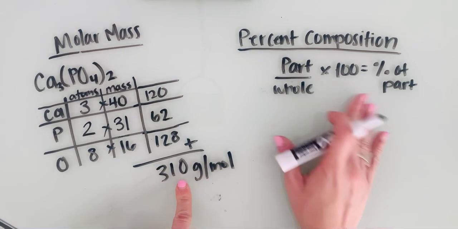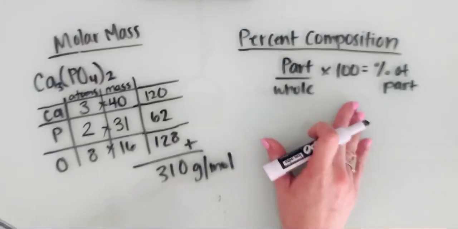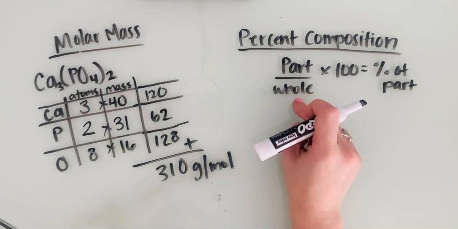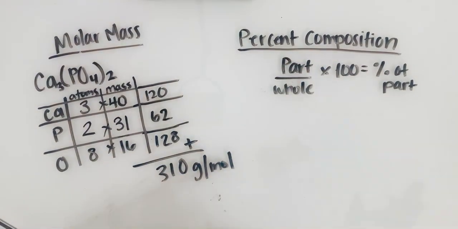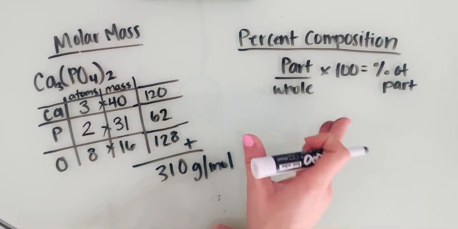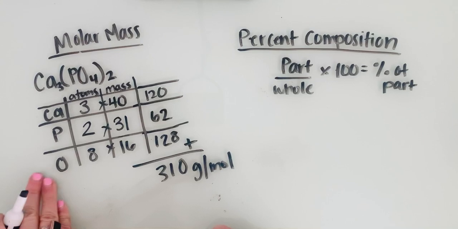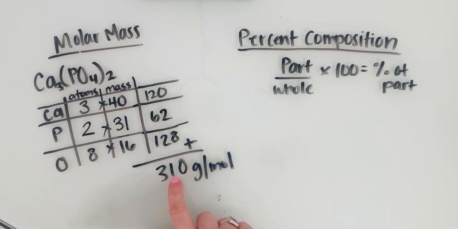So now let's look at percent composition. Y'all, you do this kind of math all the time. If I have a whole pizza and I eat 4 of the 8 slices, that is 50%. That's exactly what we're calculating here, except this is in terms of compounds, right? Of elements. So, looking at this example here, we know our whole compound weighs 310 grams.